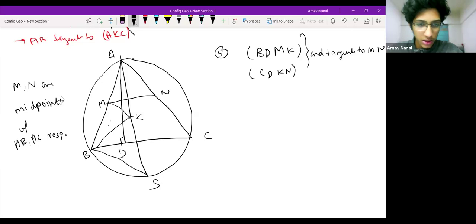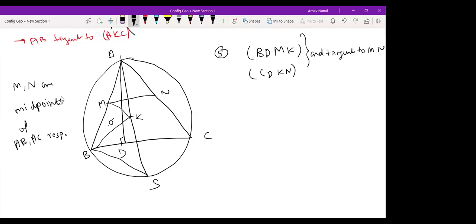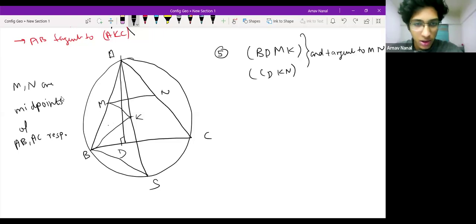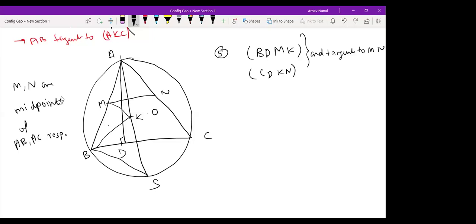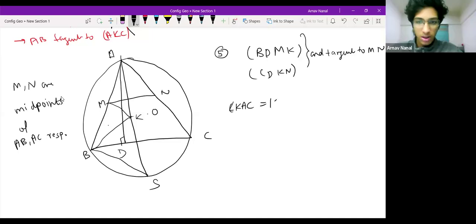I just call it O dash. Is that okay? Because O is the center of circumcircle ABC only. Okay, I thought you were saying okay. O will be like here. And we have that angle KAC is equal to KBA.